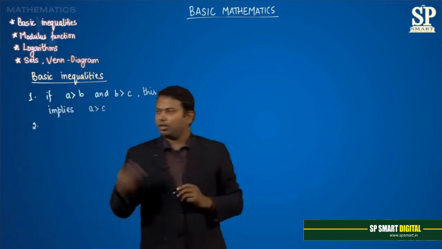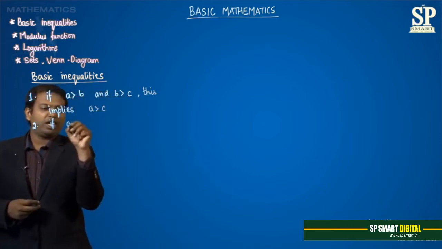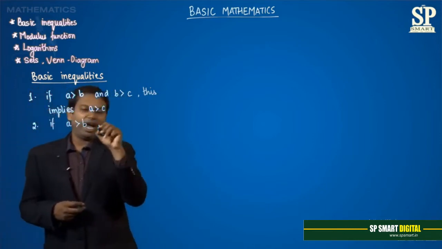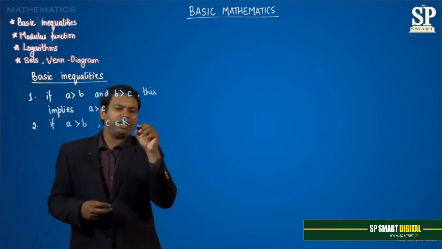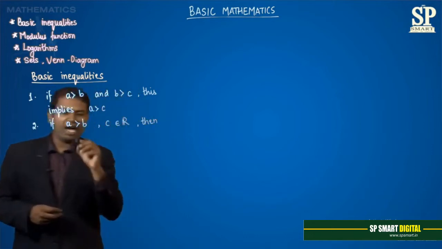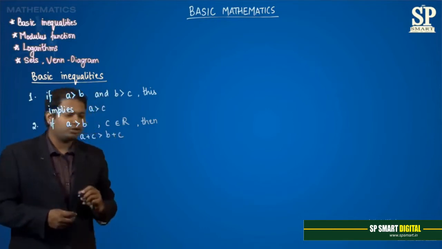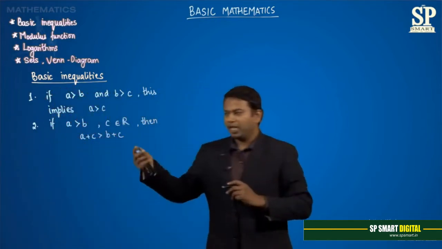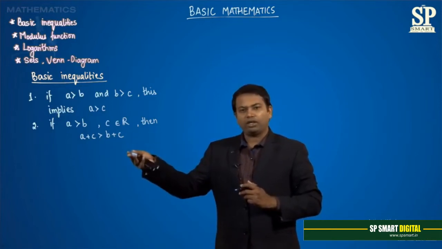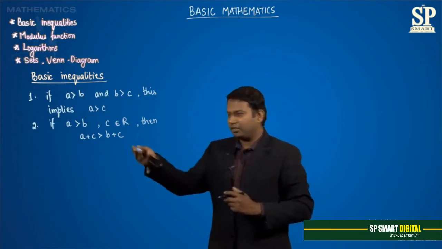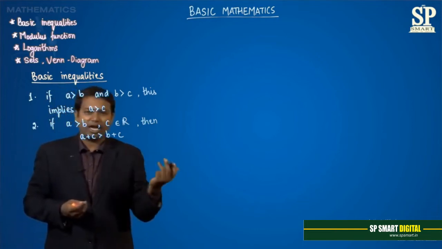The second important inequality is, if A is greater than B and C is some number belonging to real numbers, then we have A plus C is greater than B plus C. So this is another important inequality. If there are 2 numbers such that one of them is greater than the other one, no matter what real number you take, if you add this number to both of them, the inequality sign remains the same, as we might usually expect.